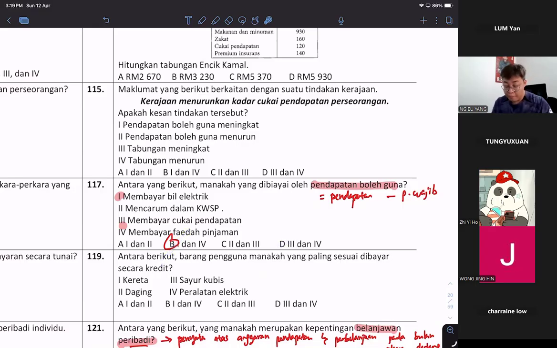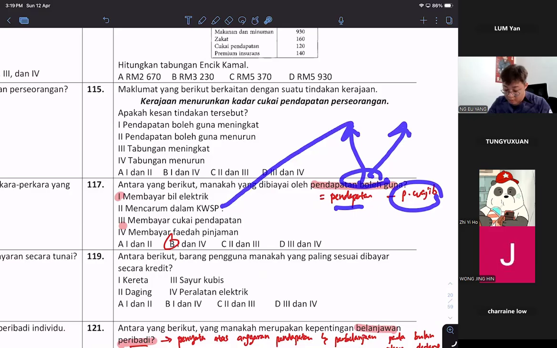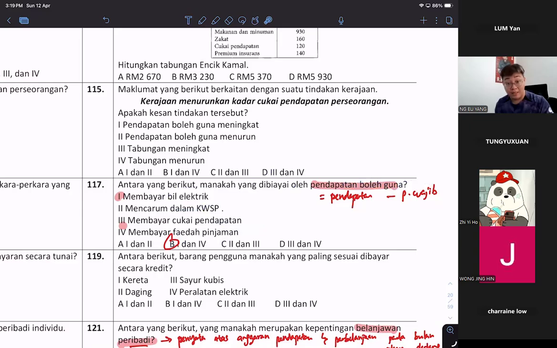Okay? So manakah yang dibiayai oleh pendapatan boleh guna? So you are not going to understand the questions, right? I already explained. PBG is pendapatan minus potongan wajib. So that's why with this PBG we can spend, we can save. So that's why we can spend on bill electric. We can spend on faedah pinjaman. So if you don't understand, right, first thing you do, you Google the whole sentence. Ask Google, ask AI to translate for you. Okay? Yeah, because I'm here to teach you guys the concept of economy.